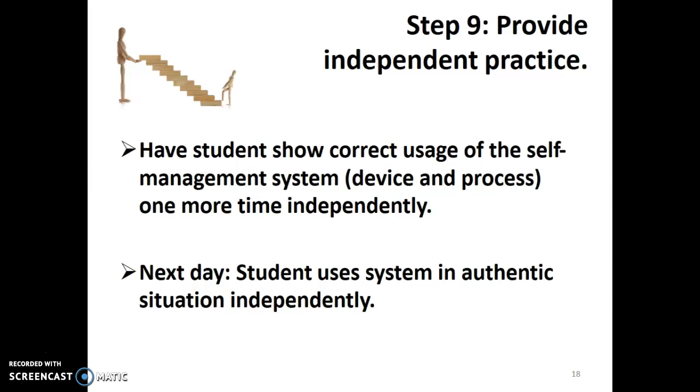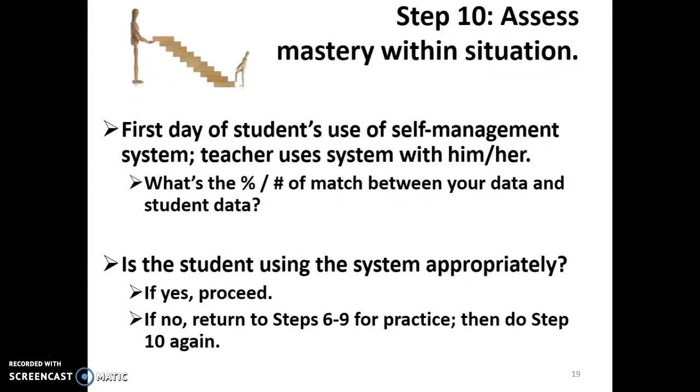Step 9, provide independent practice. Have students show correct usage of the self-management system, that is the device and the process, one more time independently. And then the next day is when the student uses the system in the authentic situation on his or her own or independently. And that is step 10. Assess mastery within that actual situation.